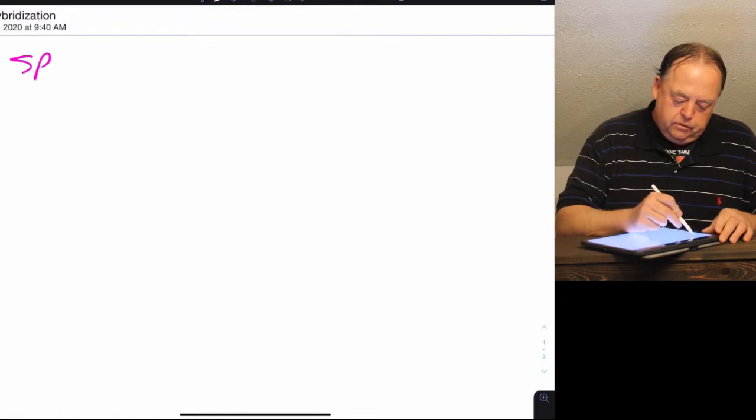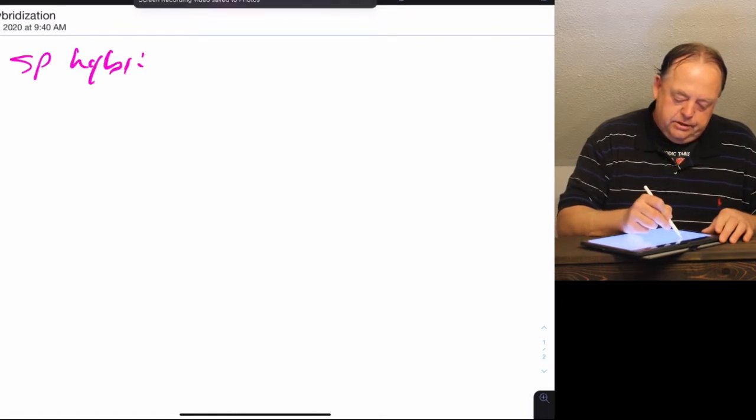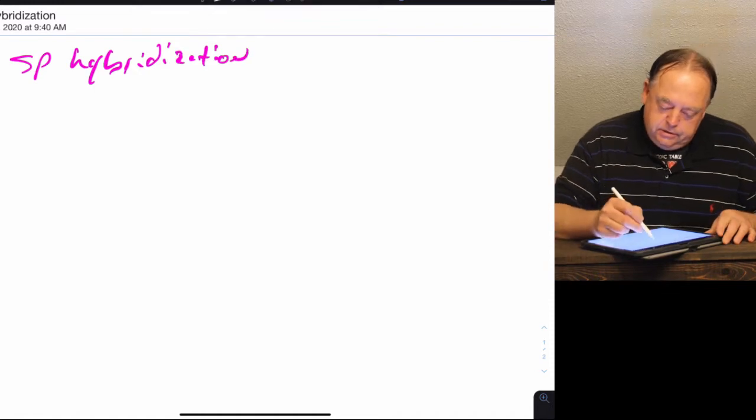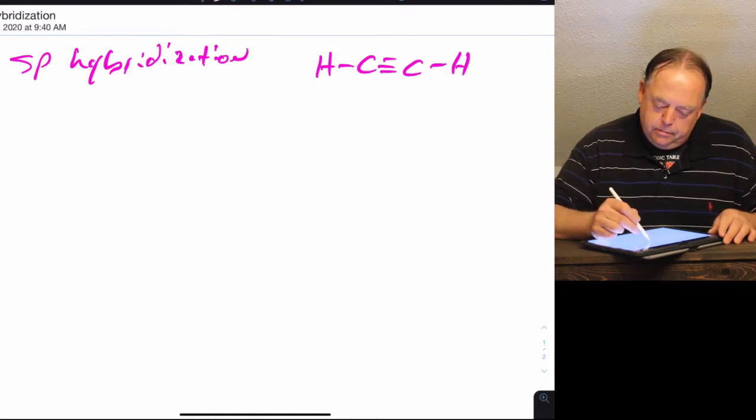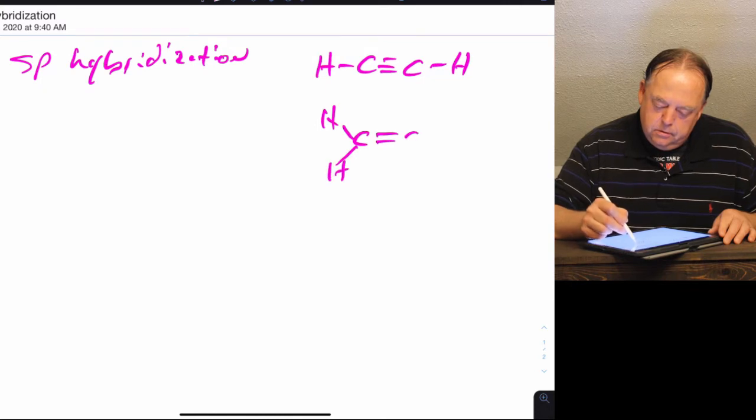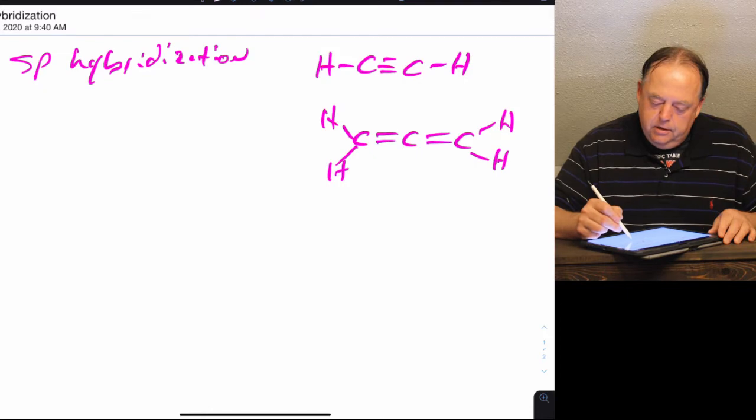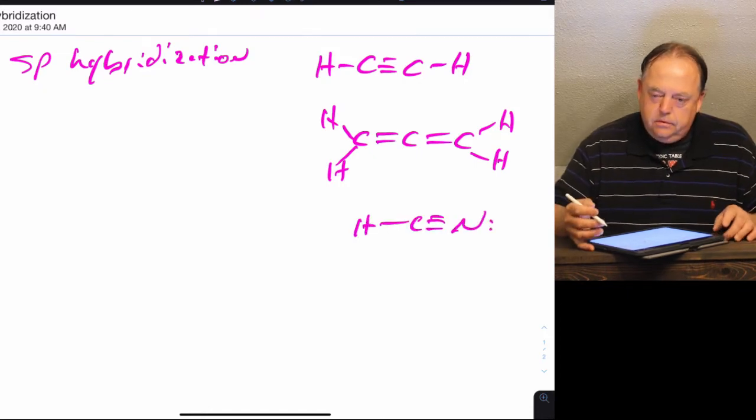Okay, so this lecture is over sp hybridization. As an example molecule, we'll look at this molecule with a triple bond, but it doesn't have to have a triple bond. It can be this molecule as well. Two double bonds on the same carbon, or it doesn't have to be carbon, it could be nitrogen.